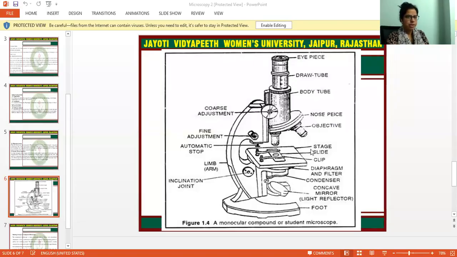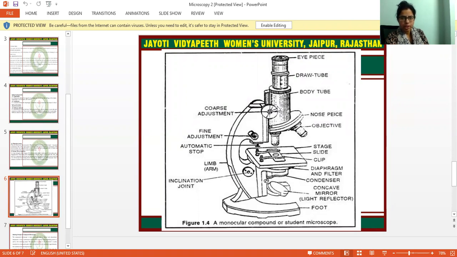These are the components of the compound microscope, which, as I have already told you, is divided into two sections: non-optical region and optical region. In our previous slides we have discussed the components of these two sections. Here we are going to understand the detailed structure of the compound microscope through this diagram. In this diagram you can see the eyepiece. This is the draw tube, this one is the body tube, this large one is the coarse adjustment, and the small one is for fine adjustment.